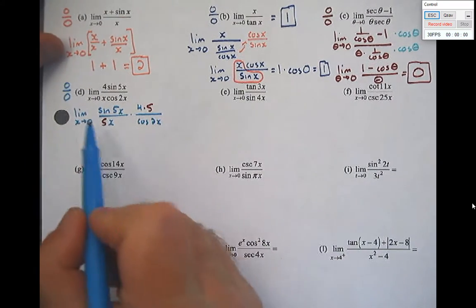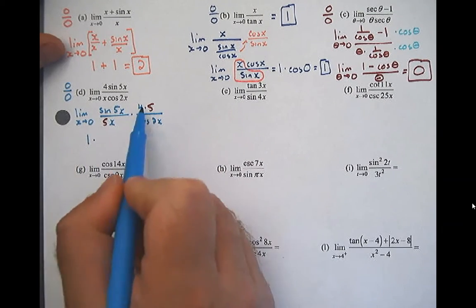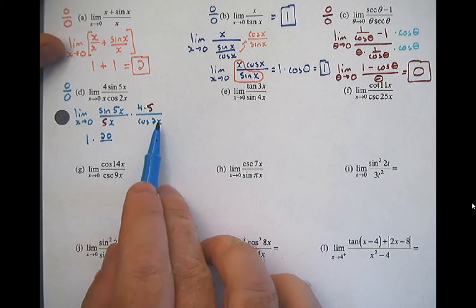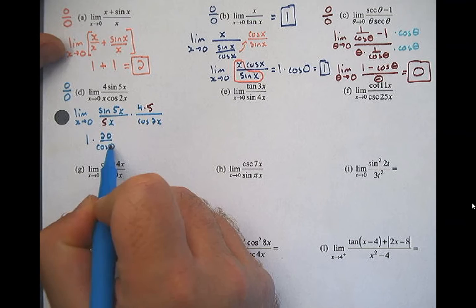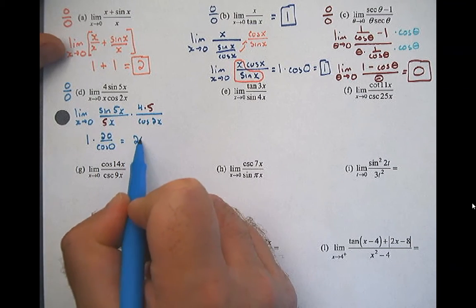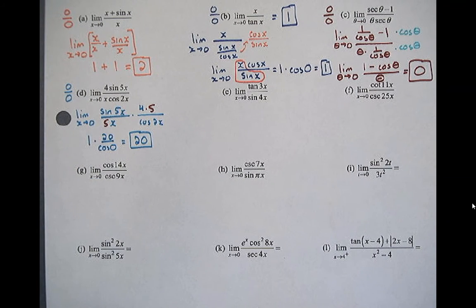And now we can start to clean this up, so this ends up being 1 times, this is 4 times 5, which is 20 over, then I could put 0 in here, so that's cosine of 0. What's cosine of 0? 1, and we end up with 1 times 20, which ends up being 20. That's tough, but doable. It's not beyond your skills. You're the best of the best.